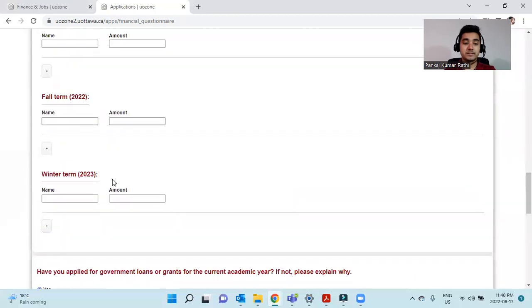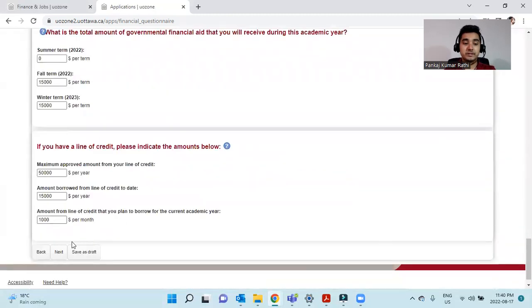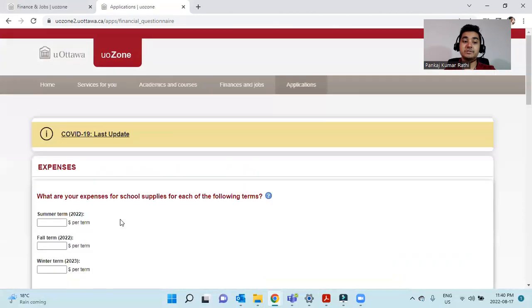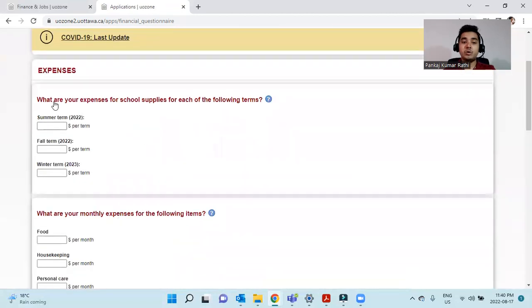Okay, so that's the thing. And now we'll click next and check whether it goes. Yes, it goes to the next page. What are the expenses for school supplies for each of the following terms? This again, for the summer term, since you don't have any expense, make sure it is 0.